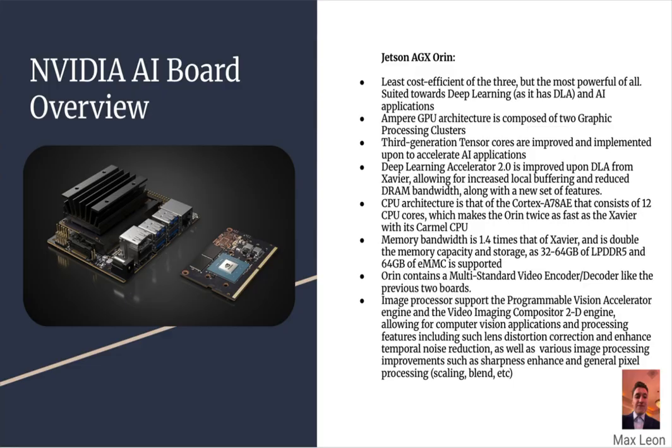Orin also contains a multi-standard video encoder and decoder like the previous two boards, and the image processor supports the programmable vision accelerator PVA engine and the video imaging compositor 2D engine, allowing for computer vision applications and processing features such as lens distortion correction and enhanced temporal noise reduction, as well as various image processing improvements such as sharpness enhance and general pixel processing such as scaling, blend, etc. This is ultimately great for computer vision models that need to be done via AI.